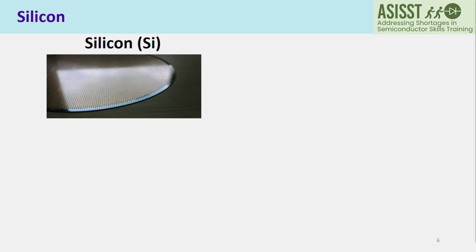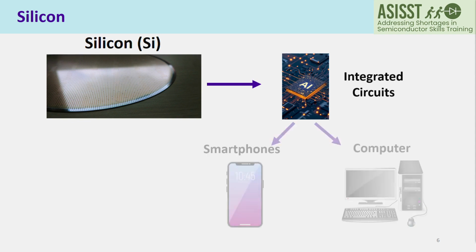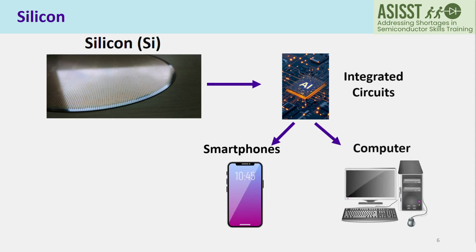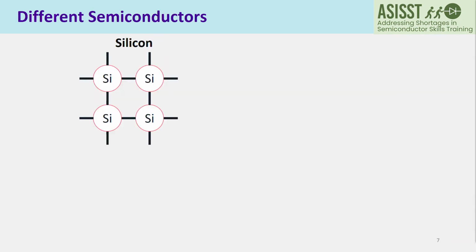Silicon is the most commonly used semiconductor. It is used for manufacturing integrated circuits, or ICs, which are essential for computing and smartphones, as well as virtually all forms of electronic controls. Silicon is also the material used to produce photovoltaic solar cells, converting solar energy into electrical energy. Silicon is formed by just silicon atoms.